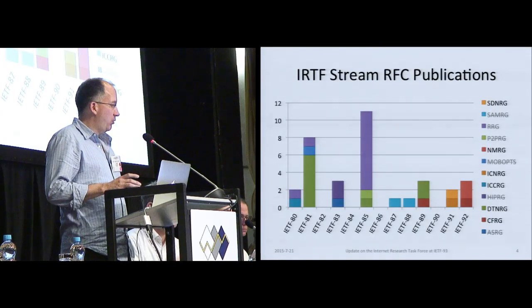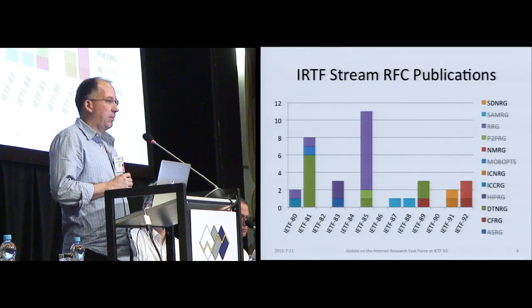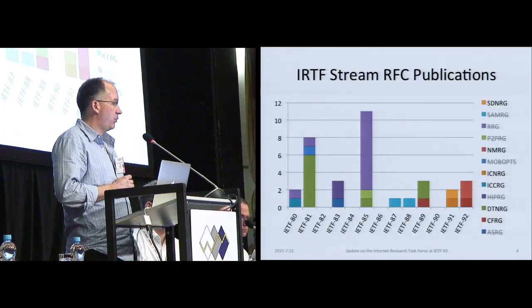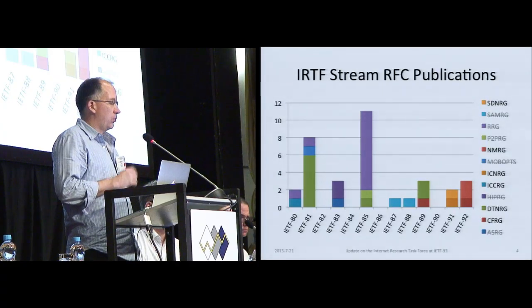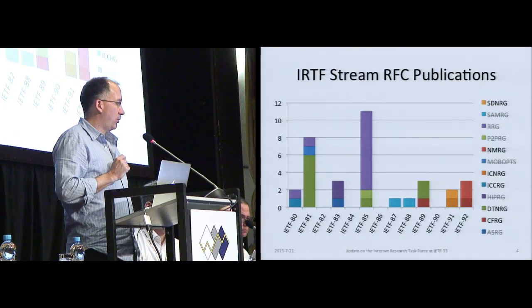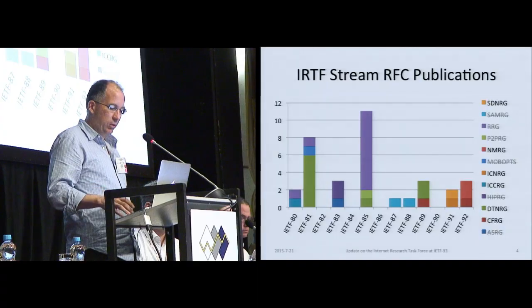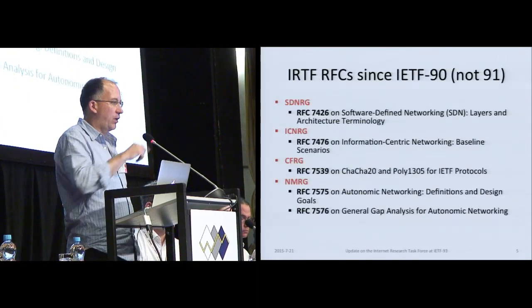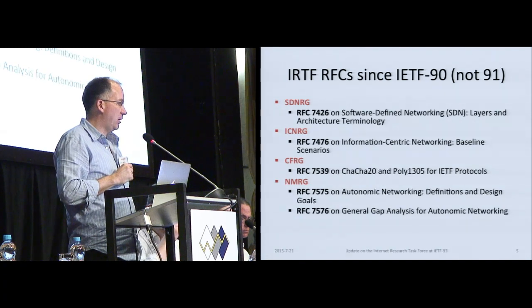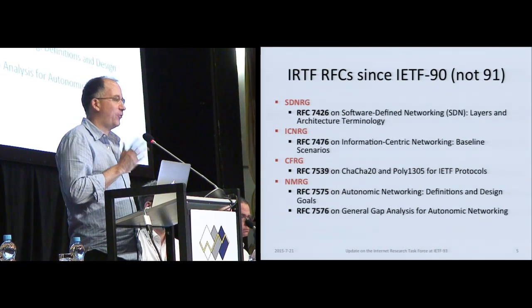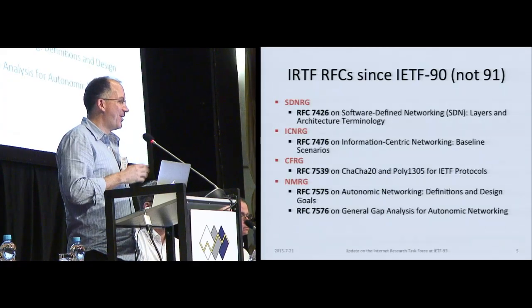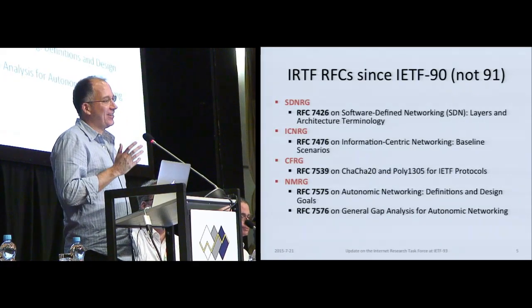We have an IRTF stream for RFCs. It's a much smaller stream than the IETF stream, for example. So this is our activity level over the different meeting cycles. We published 3 documents since IETF 92 and 2 since IETF 91. Since I didn't give this in Dallas, these are the 5 RFCs that we published since IETF 90. 1 from the software-defined networking research group.